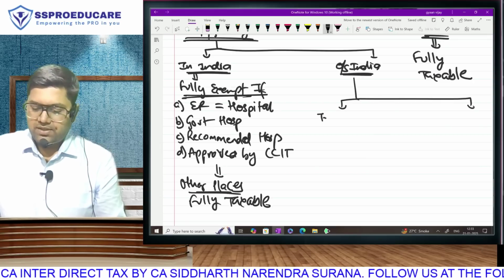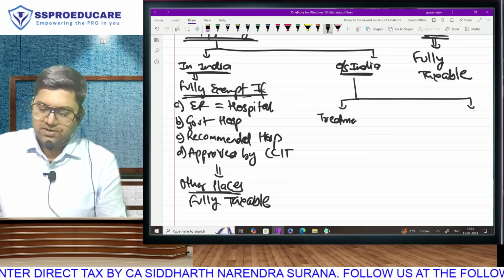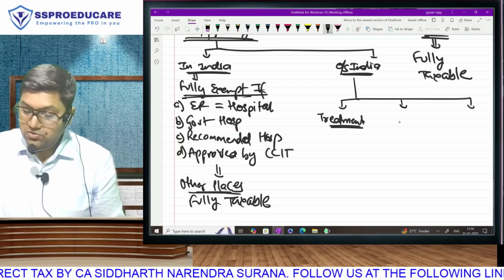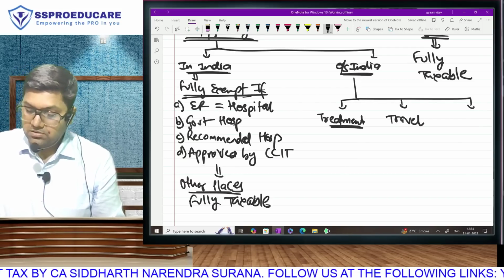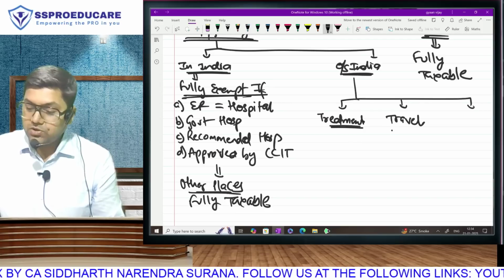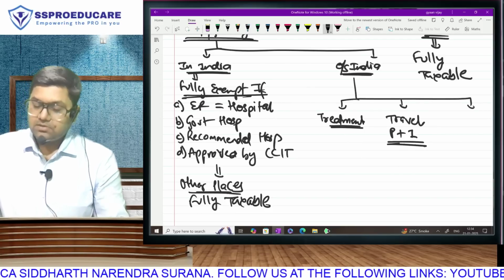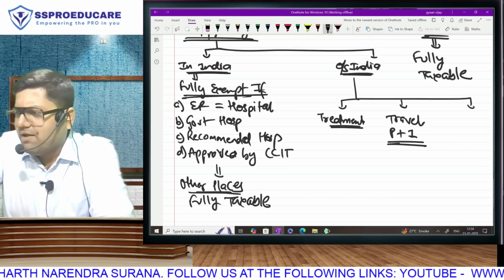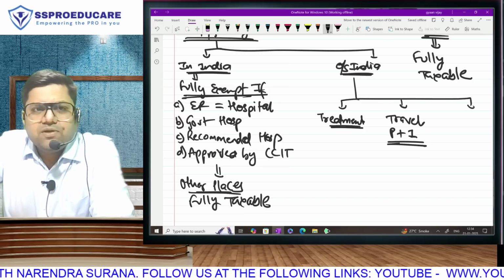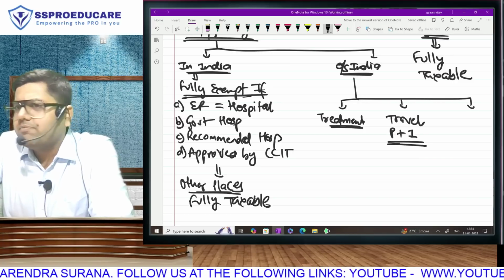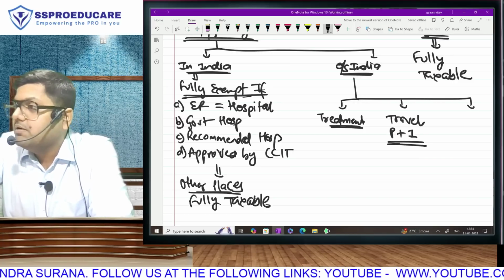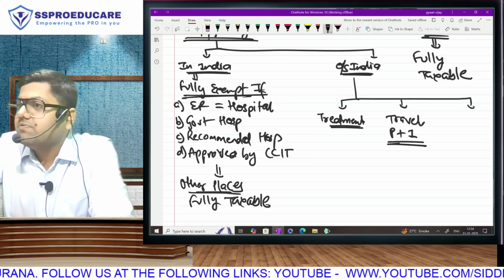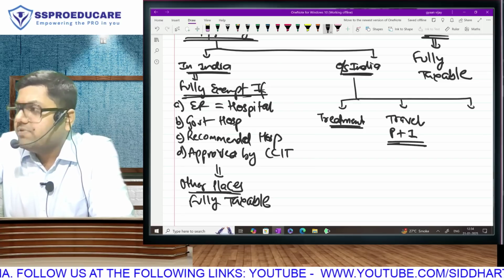One, there is going to be treatment cost that will be incurred. But apart from treatment cost, there is also going to be travel cost outside India. And that also has to be for the patient plus one. Think about it. Most complicated diseases today we have treatment in India. Still, if somebody has to go for foreign treatment, that means it has to be something really, really bad, complicated. So we need at least one attendant with the patient.